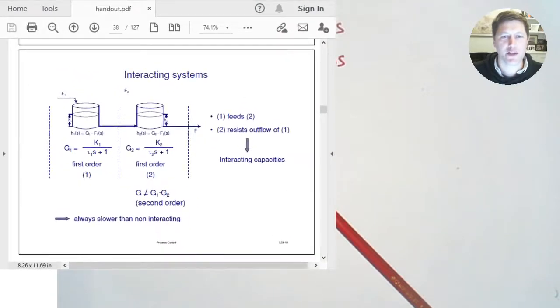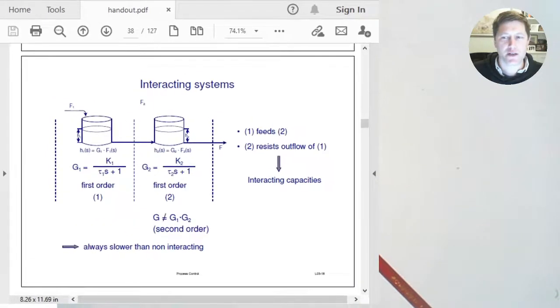We talked about the two tanks before, and the two tanks in the first case were non-interacting because one was raised above the other, so the height of the second tank didn't affect what was happening in the first tank. But now, if we put them next to each other on the same level, then the height of the liquid in here will be affecting the height of the liquid here, and there could be a flow backwards, for example, into the first tank. So how do we cope with that?